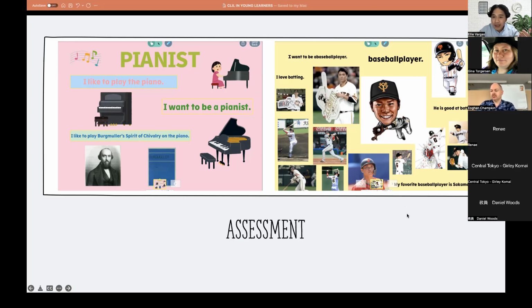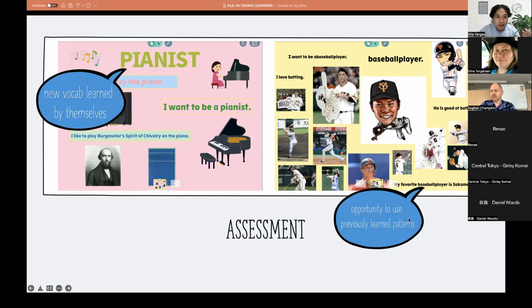Okay, and you can see here there's a new vocabulary word because it's not originally included in the words that they learned in that unit. So they could learn additional words by themselves, like pianist. And there's also an opportunity to use previously learned patterns. This one, my favorite, they learned it in fourth grade, so they could use it again in the fifth grade.